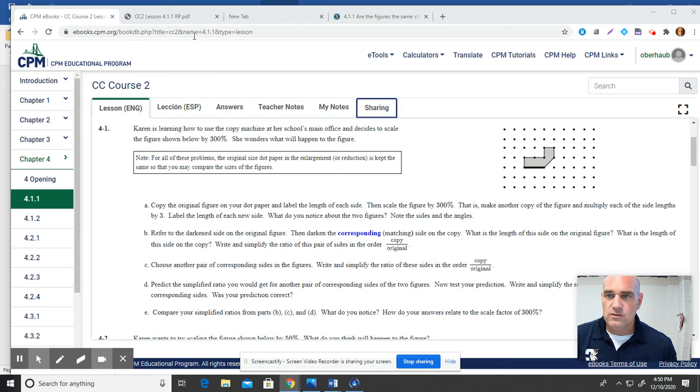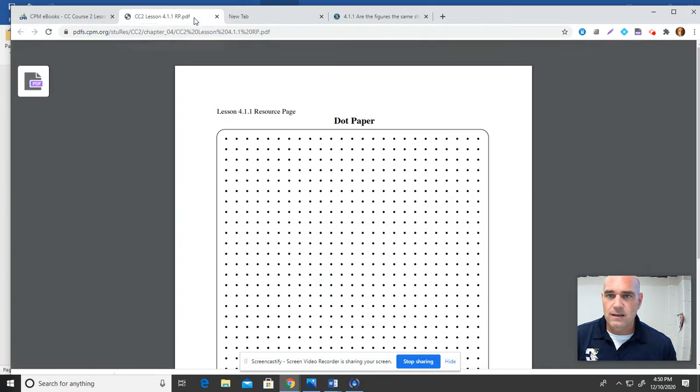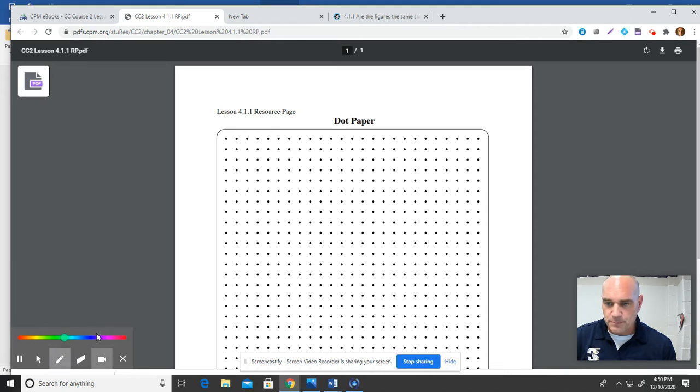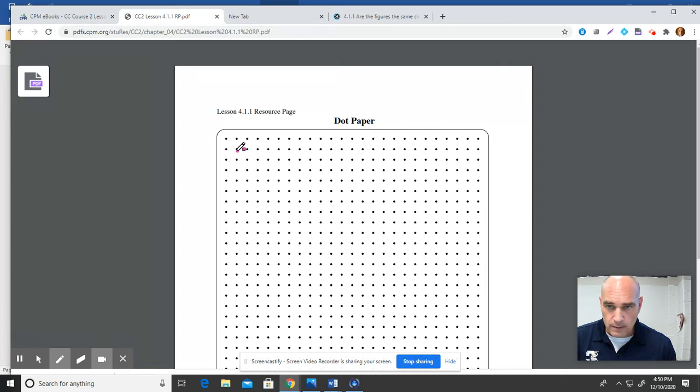All right. So what I have done is, here is my dot paper. And so let's do the first figure though. So we're going to go down one, and then we go over two. So 1, 2, and then on top, same thing. We go over 2, and then we go up 1, over 1, down 1, and then we go diagonally this way. All right, so there's the original figure.